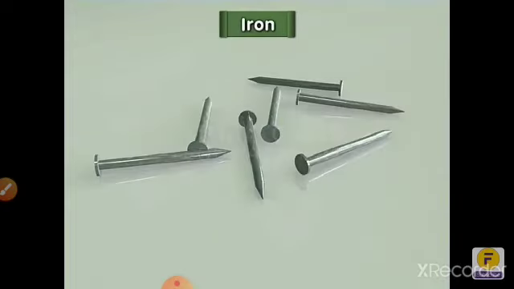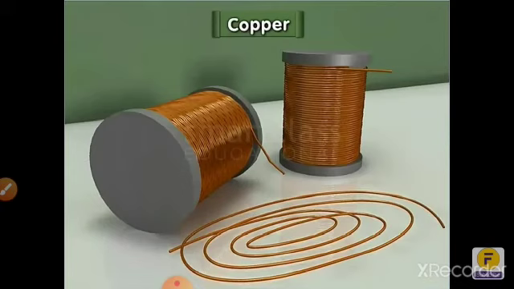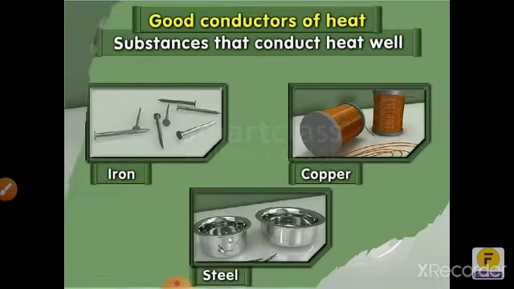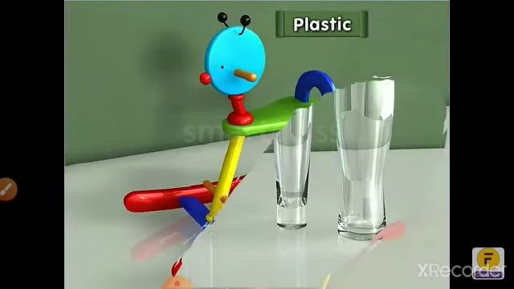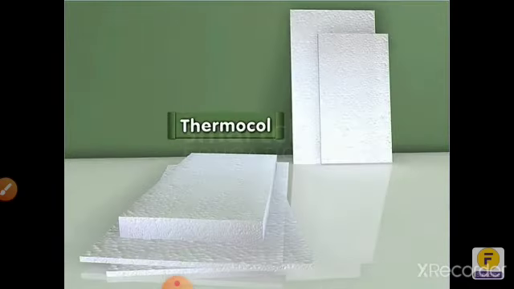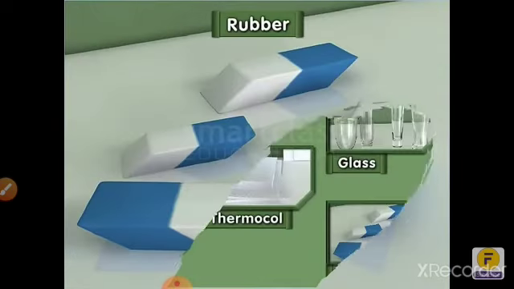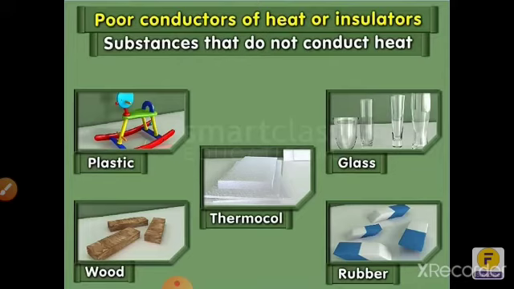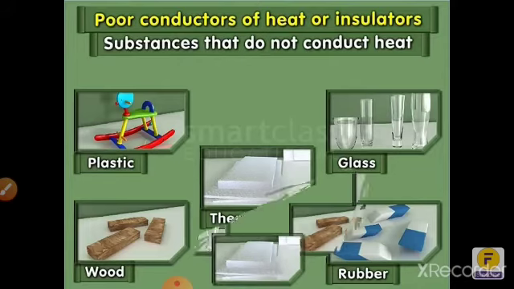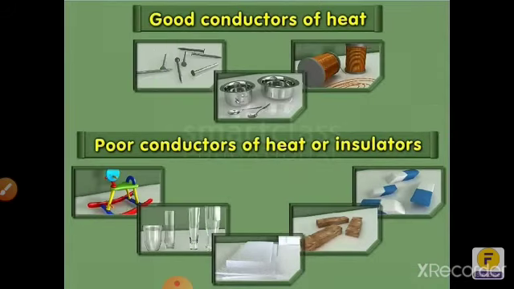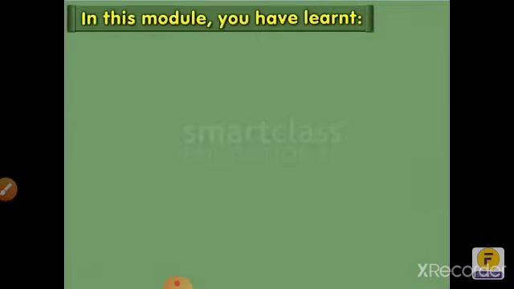Now there are some objects which conduct heat, like iron and steel. So they are called good conductors of heat. The substances that conduct heat well are iron, copper and steel. They are metals, whereas plastic, glass and thermocol, even wood and rubber, do not conduct heat. They do not pass heat very easily. That's why they are called poor conductors of heat. Whereas the nails and the utensils are all good conductors.